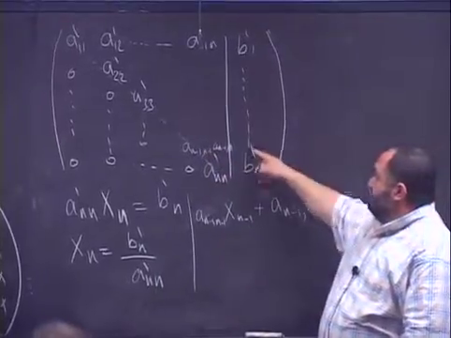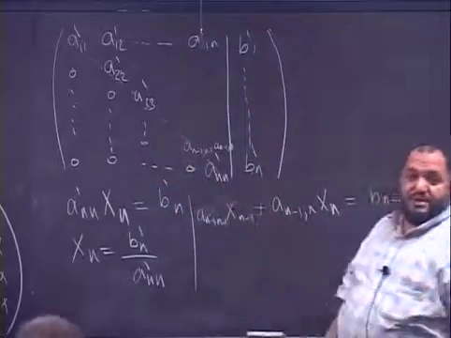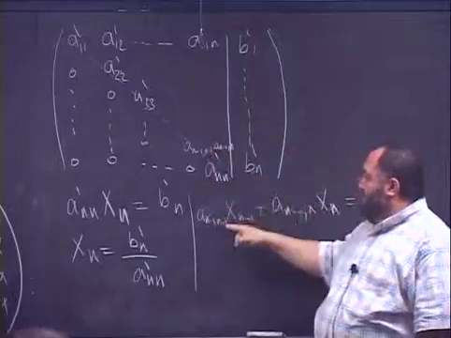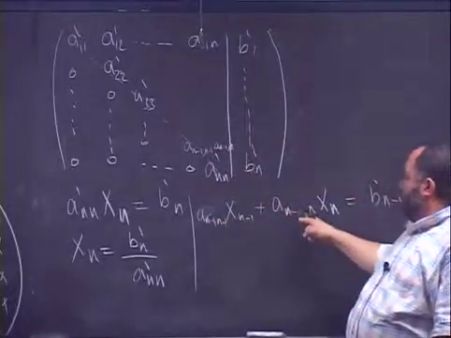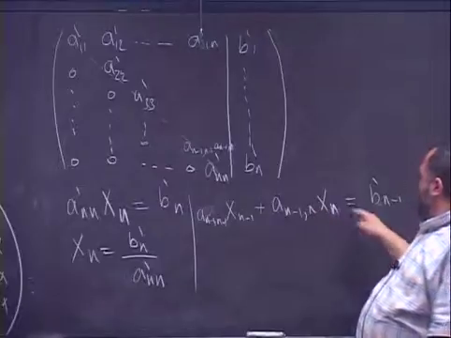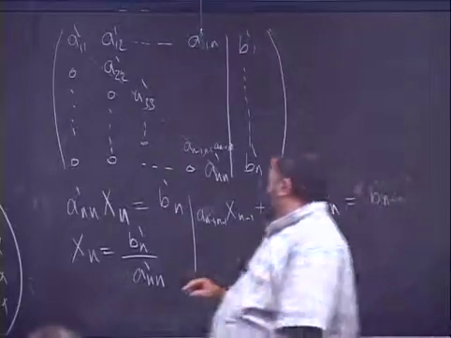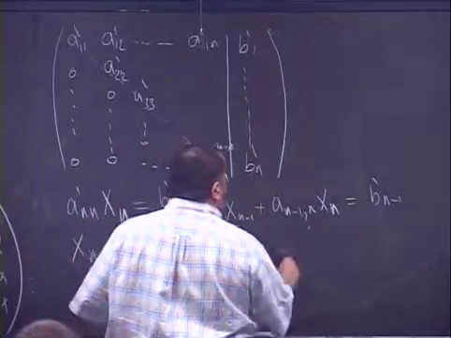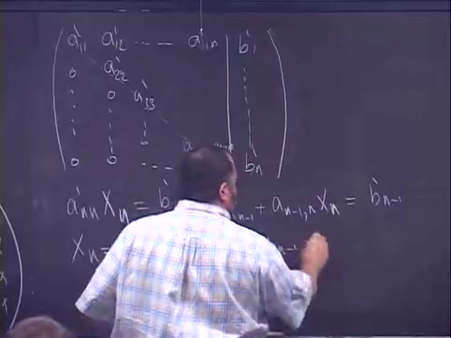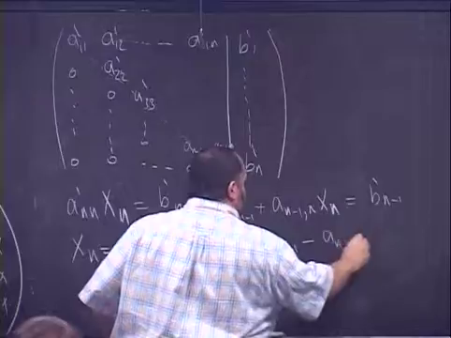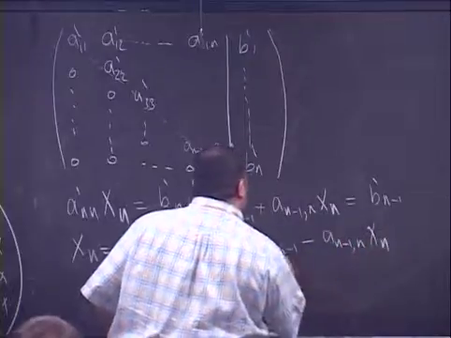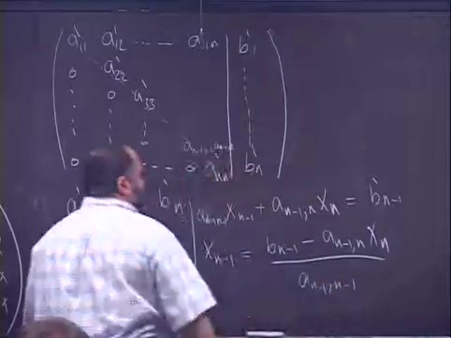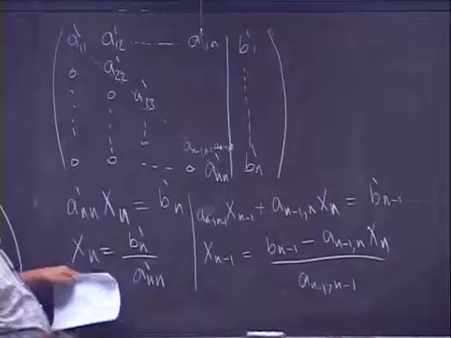So you multiply by those two elements. The zeros here will multiply by the BNs and it will cancel out. So you will end up with A(N-1,N-1) X(N-1) plus A(N-1,N) XN equal to B(N-1). So you can get X(N-1) equal to B(N-1) minus A(N-1,N) XN divided by A(N-1,N-1). You will get XN from here.